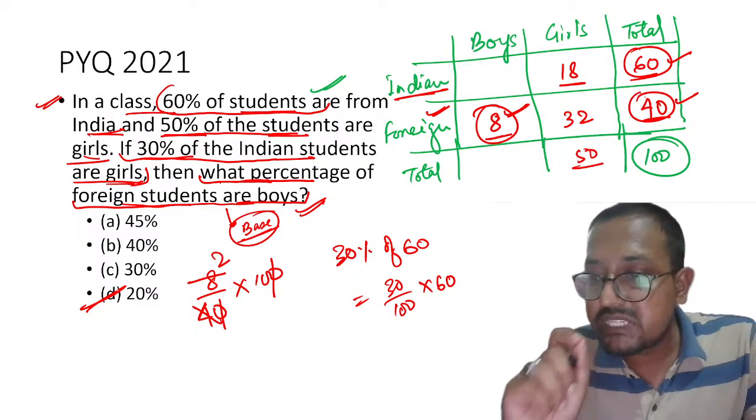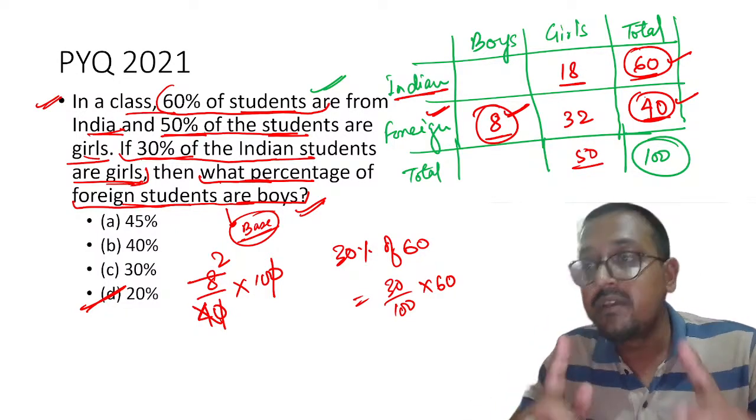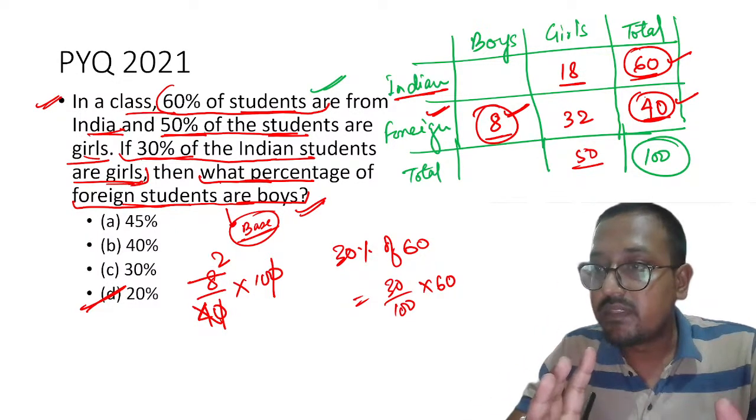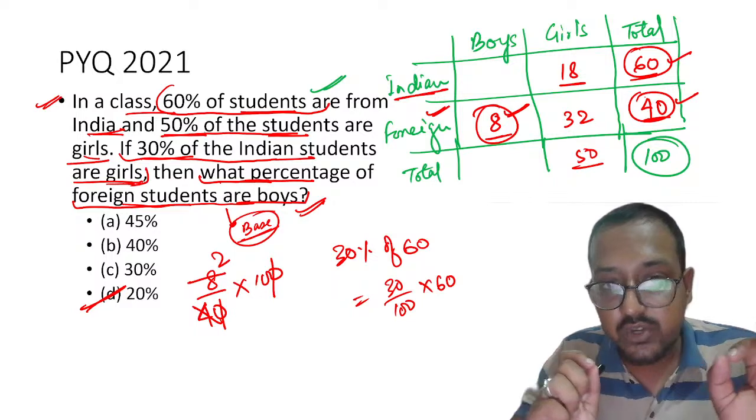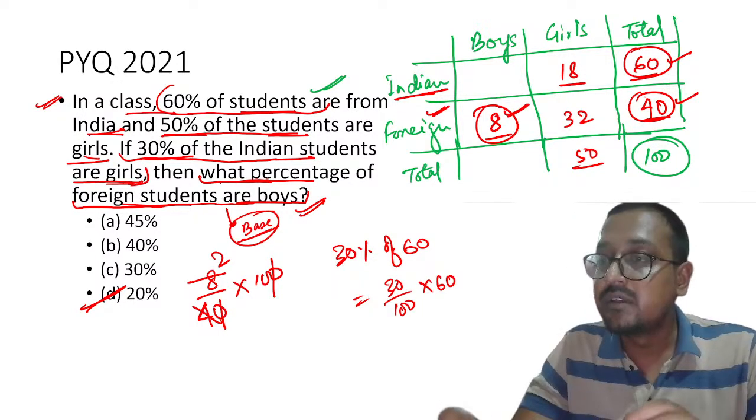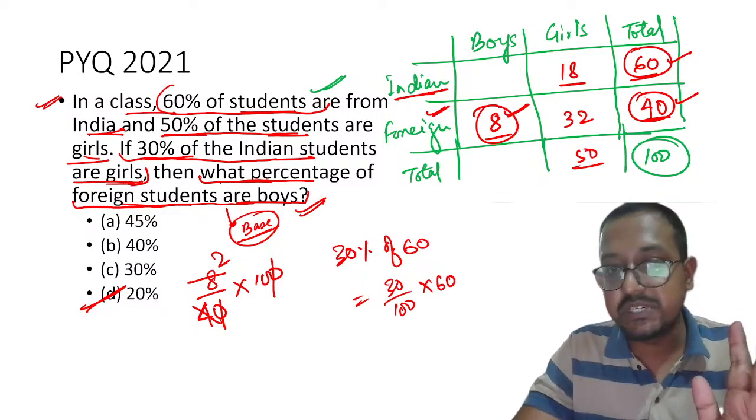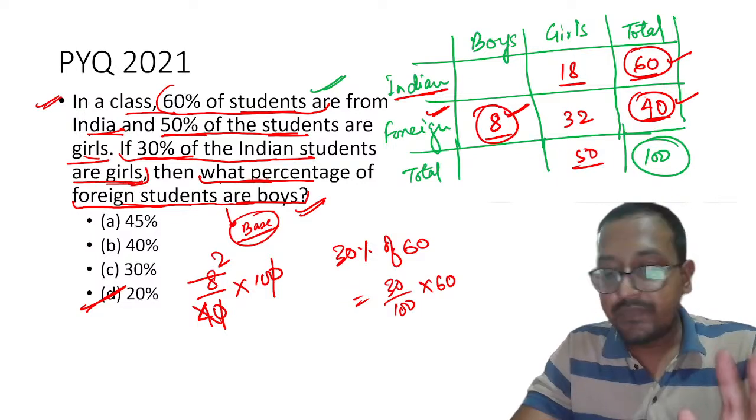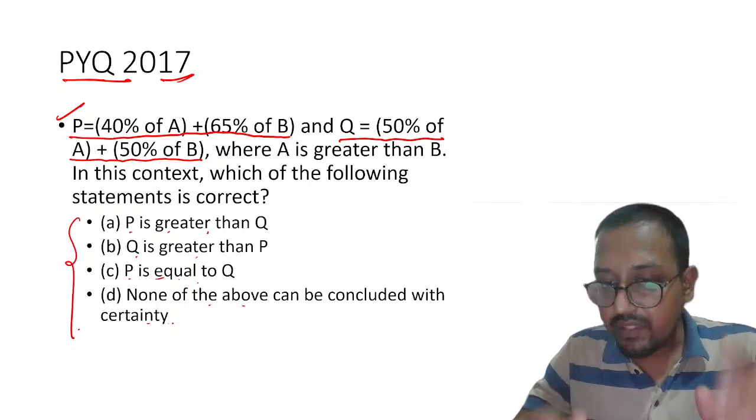Here students have missed in the last line. Please remember, never ever confuse it. Always pay attention to the base with respect to which you are calculating the percentage. That's very, very important. Understood? Shall we move on to this question?